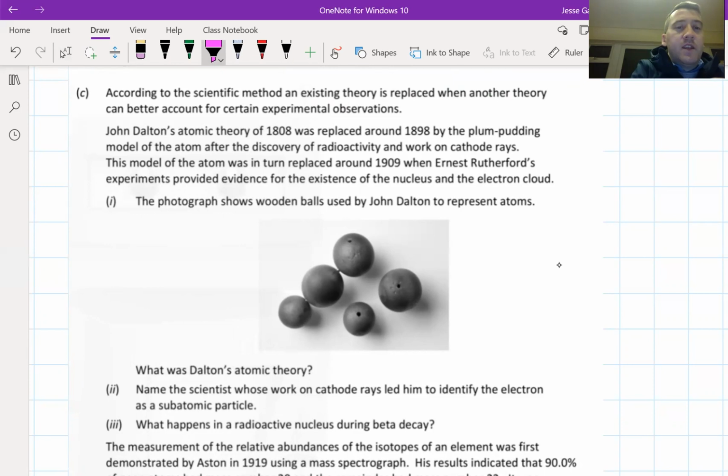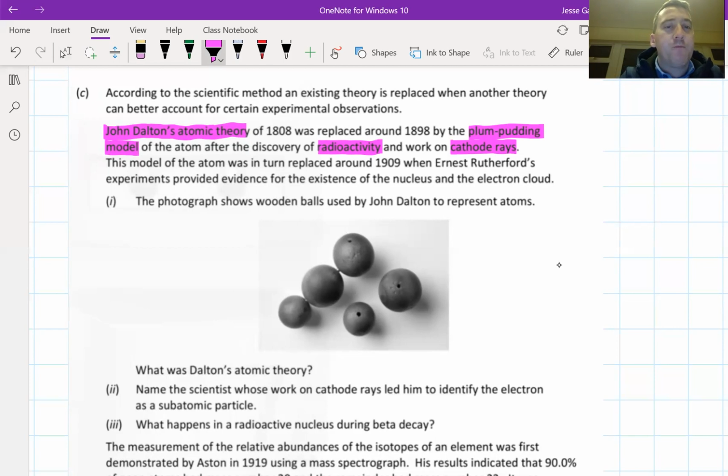So the first thing it says is John Dalton's atomic theory. Okay, so this is important information. That's a person's name and something that he did, so that's definitely important. John Dalton's atomic theory of 1808 was replaced around 1898 by the plum pudding model of the atom, after the discovery of radioactivity and work on cathode rays. All of that is important factual information and it might mean something in the question.